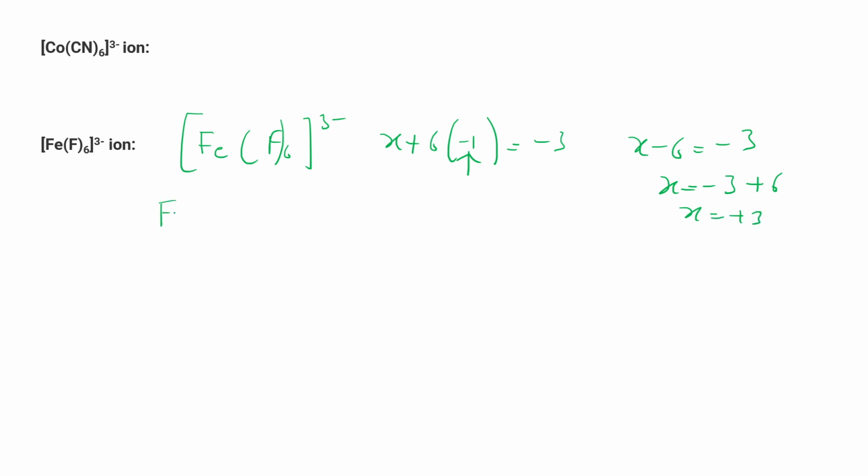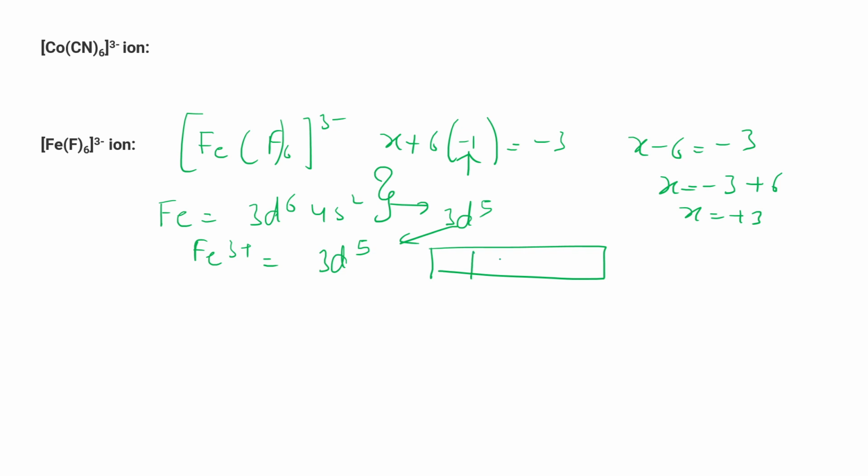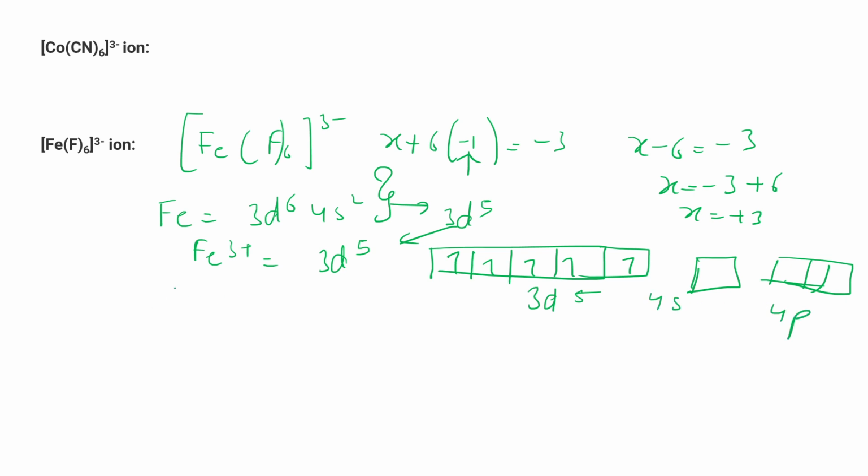Iron has an electronic configuration 3d6 4s2. Iron 3 plus will have an electronic configuration: remove 3 electrons from here, 3d5. Okay. Fill this electronic configuration in the orbitals. 1, 2, 3, 4, 5. 3d5, 4s vacant, 4p vacant, 4d vacant. So fluoride is a weak field ligand.